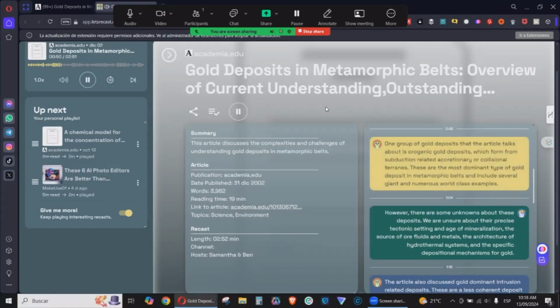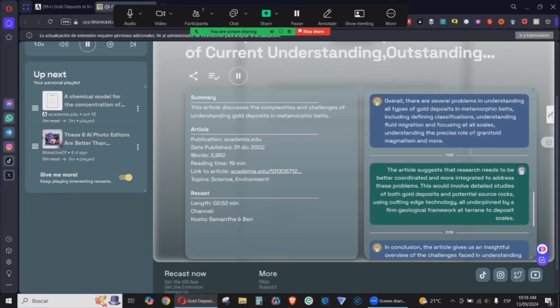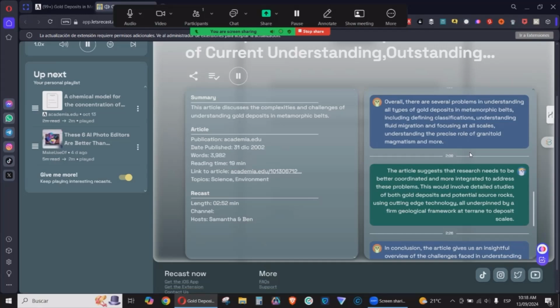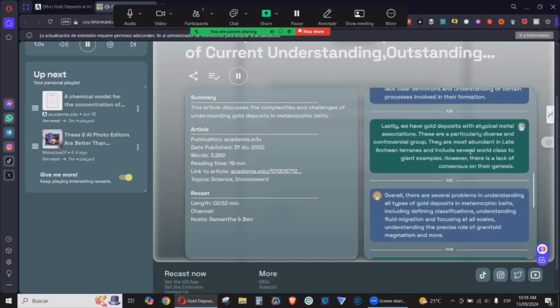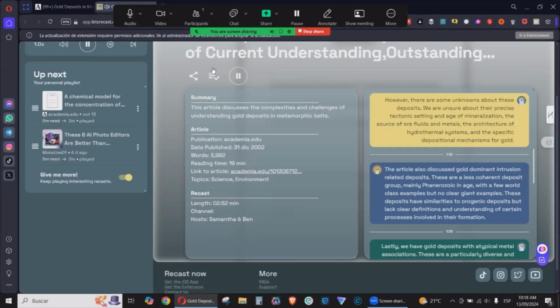One group of gold deposits that the article talks about is orogenic gold deposits, which form from subduction-related accretionary or collisional terrains. These are the most dominant type of gold deposit in metamorphic belts and include several giant and numerous world-class examples. However, there are some unknowns about these deposits. We are unsure about their precise tectonic setting and age of mineralization, the source of ore fluids and metals, the architecture of hydrothermal systems, and the specific depositional mechanisms for gold.